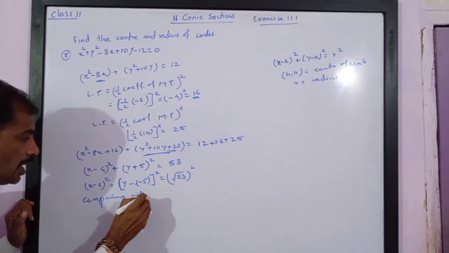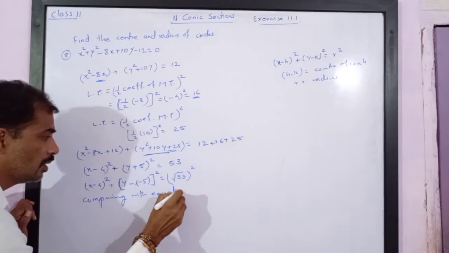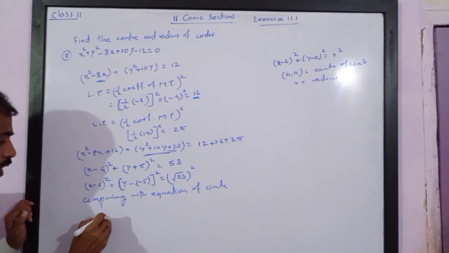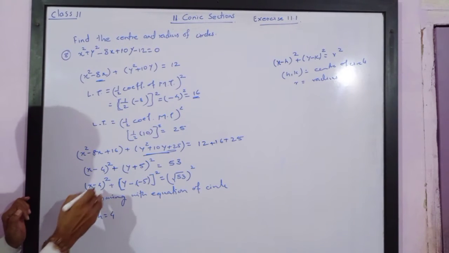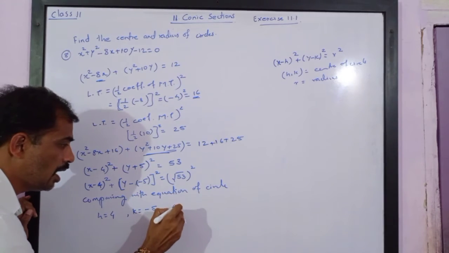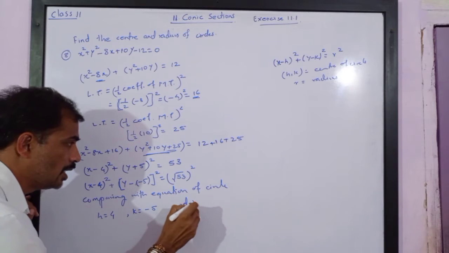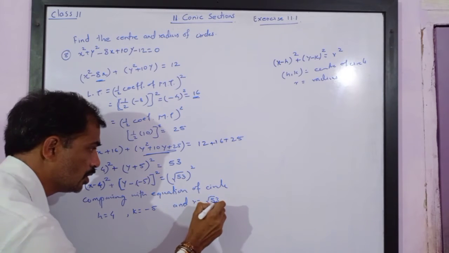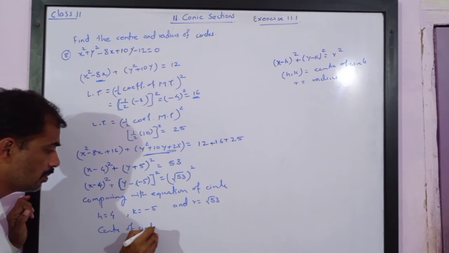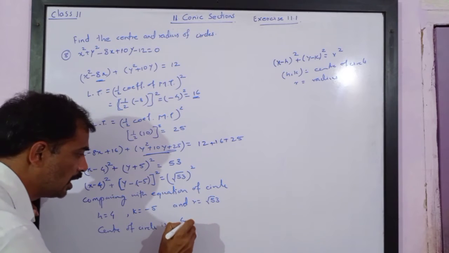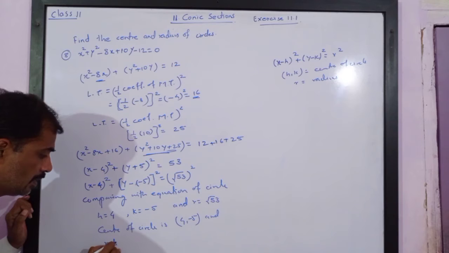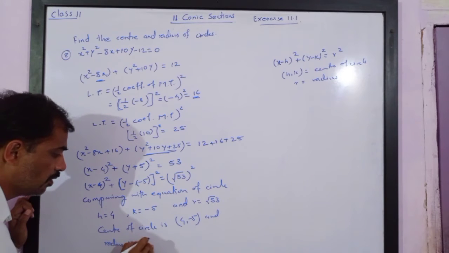comparing with the equation of a circle, we get h is equal to 4, then k is equal to minus 5 and r is equal to root of 53. So it means the center of the circle is (4, minus 5) and the radius is root of 53.